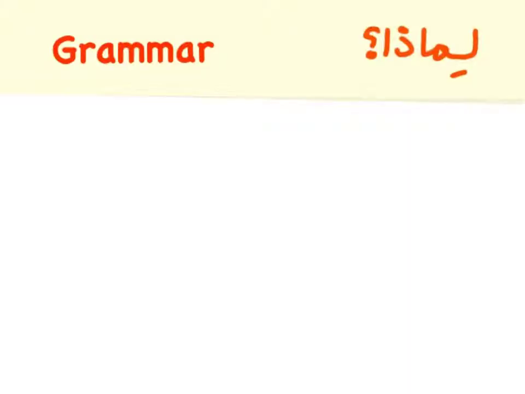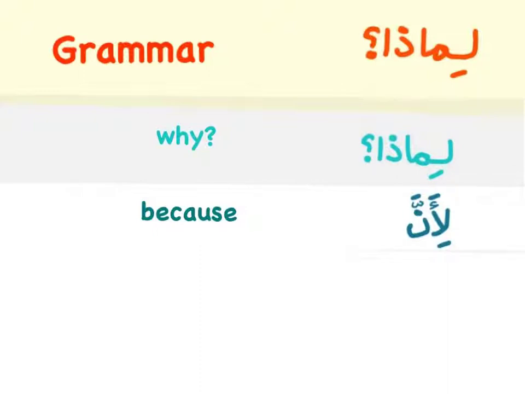Let's learn how to ask why, shall we? So, we have لماذا. لماذا means why. And the answer is always because. Don't you hate that? Why? Because. So, when you have a question with لماذا, you should answer لأن. لأن is because in Arabic.